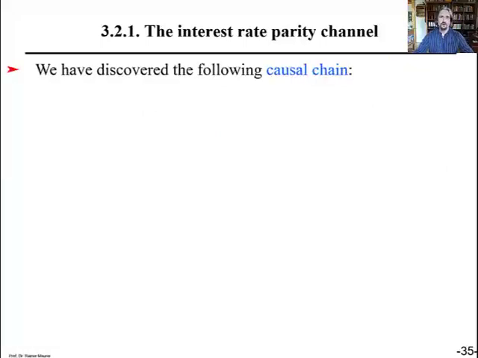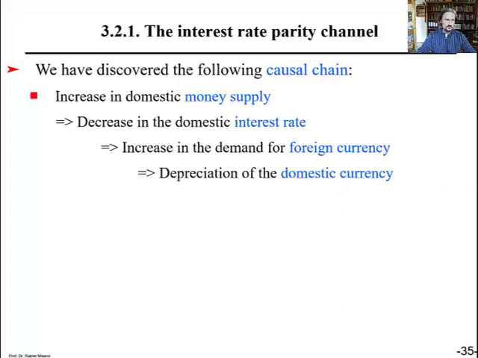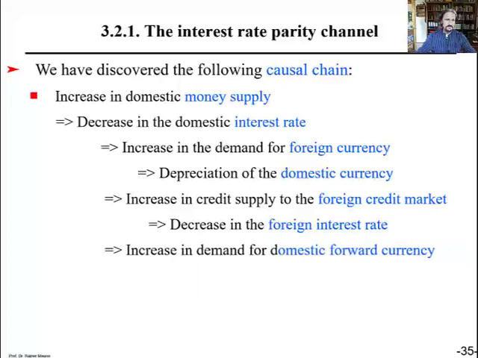We have now discovered the following causal chain. Increase in the domestic money supply by the central bank, decrease in the domestic interest rate, which causes an increase in the demand for foreign currency, which causes depreciation of the domestic currency on the spot market, an increase in credit supply to the foreign credit market, which causes a decrease in the foreign interest rate, and an increase in the demand for domestic forward currency, which causes an appreciation of the domestic forward rate.